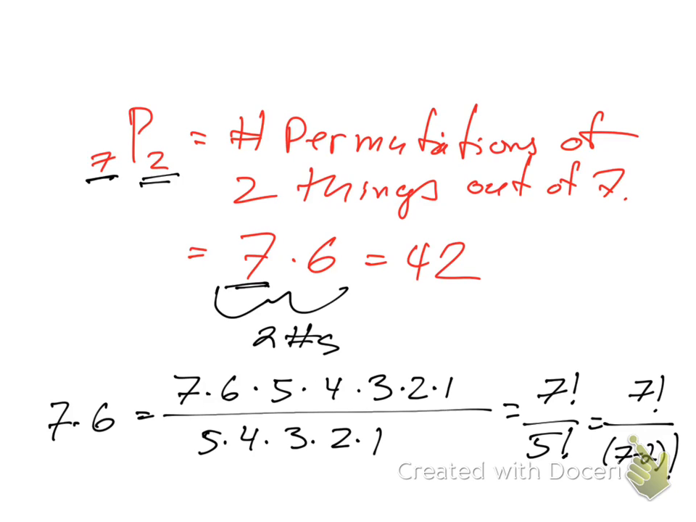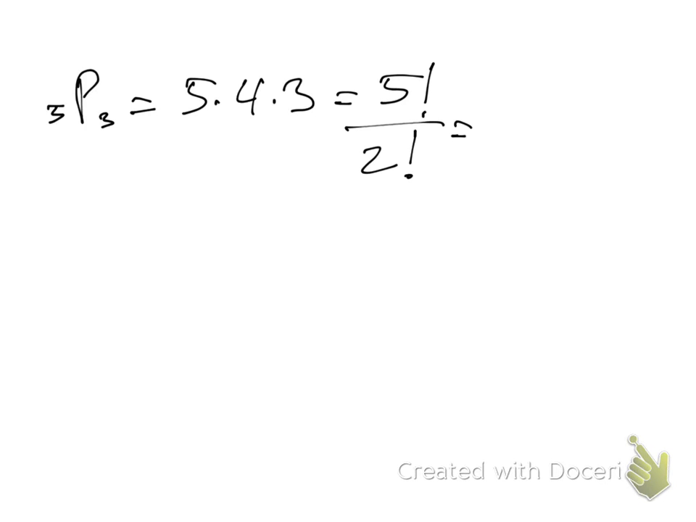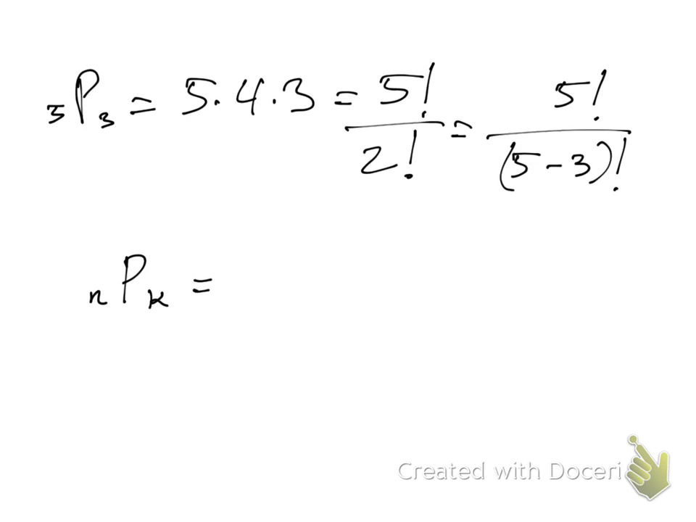And so similarly, we can do the same thing with the original product we calculated. 5 permute 3 was 5 times 4 times 3, which was 5 factorial over 2 factorial, which is 5 factorial over 5 minus 3 factorial. And in fact, in general, nPk is equal to n factorial over n minus k factorial. So that is the number of ways of permuting k elements.